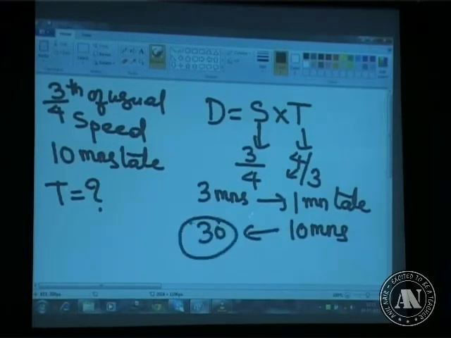Distance is speed into time. Speed is 3/4. Speed and time are inversely proportional. Time will become 4/3. 4/3 means instead of reaching office at 3 minutes, now he reached office at 4 minutes. That means he is late by 1 minute. According to the question, it is not late by 1 minute. He is 10 minutes late. Right? Please don't use any X and Y unless and until it is needed. Next one.